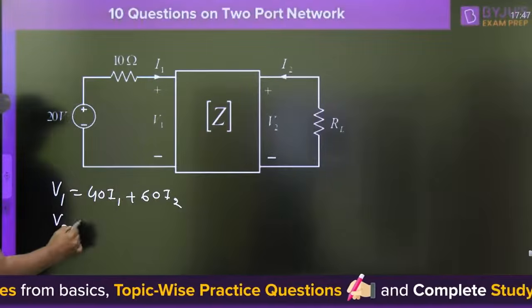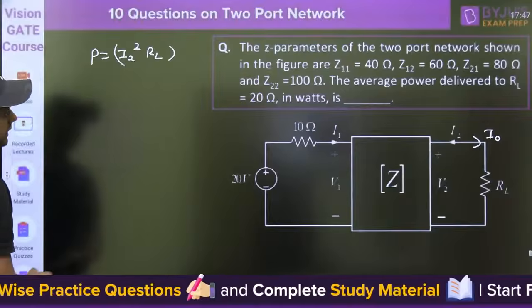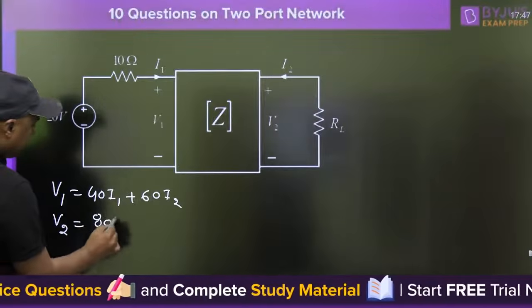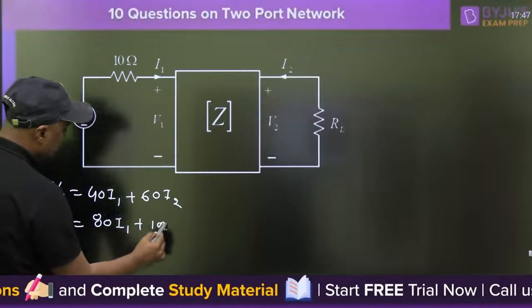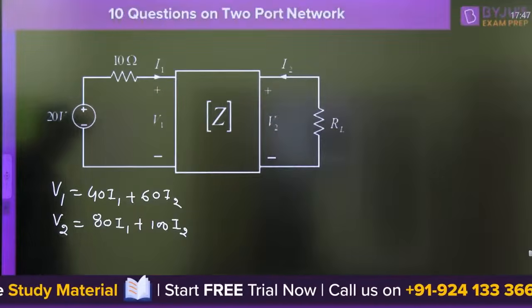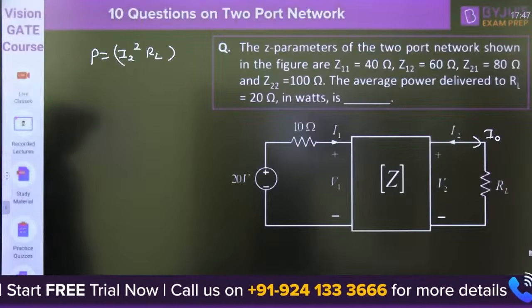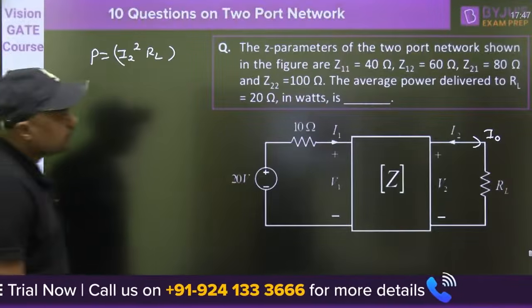And V2 is equal to Z21. What is the Z21? 80 and 100. 80 I1 plus 100 I2. Remember, we have to find the I2 only. Then how can we find the I2? First of all, remove the V2 here. When you want to remove the V2, what is the V2?